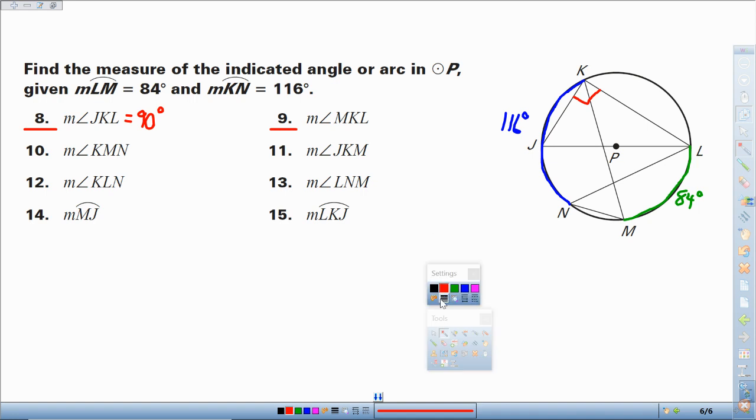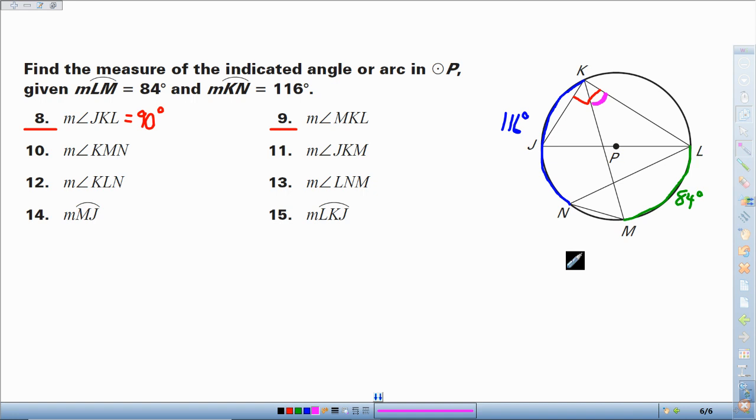Cool. So from here, number 9 is asking us to find the measure of MKL. Let's figure out where that's at. MKL starts at M, goes around K to L. We're talking about just this part of this angle.